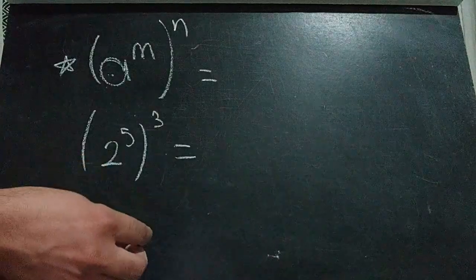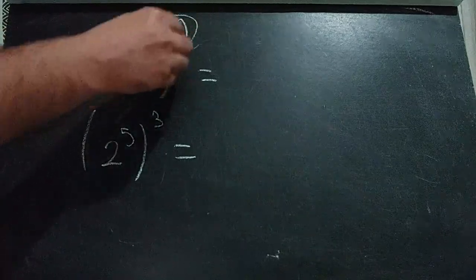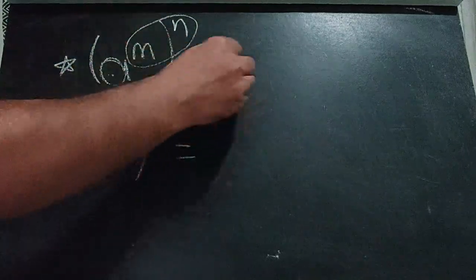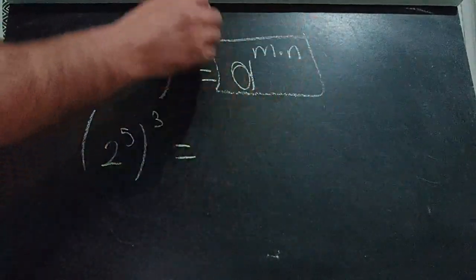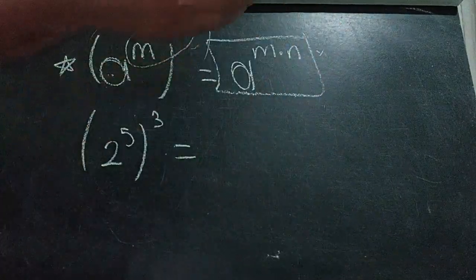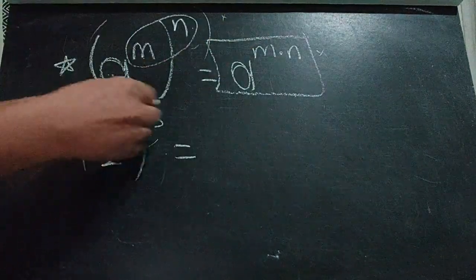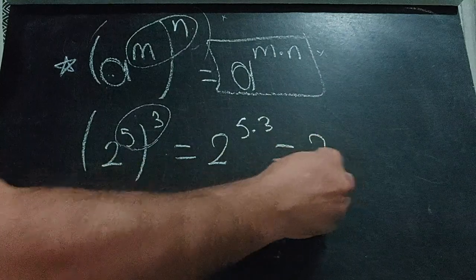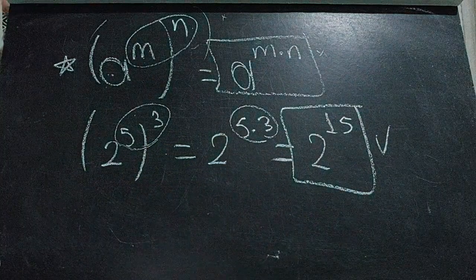Alright, my next property is that if you have power of power, I wrote just 2 powers, but it might be 3, 4, 5, doesn't matter how many you have. You just multiply powers to each other. If it had another power x, you would multiply by x, m times n times x. Right, it doesn't matter how many powers you have. So for example, that's the power of power. You multiply those powers to each other. That will be 2 power 5 times 3. 2 power, this is 15. 2 power 15 will be your answer. Okay.